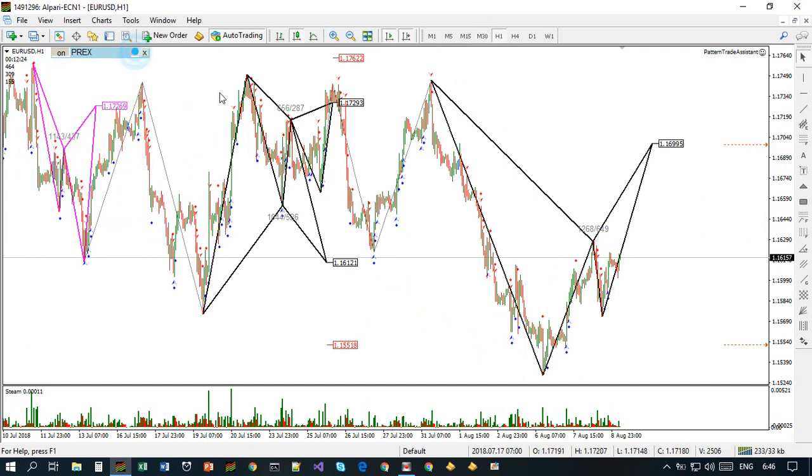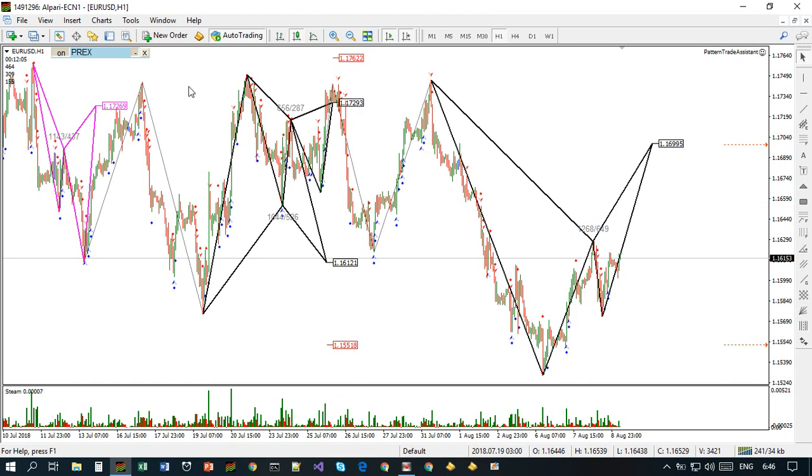Well, that's it. Brief characteristics of MPS5. You can find more about this pattern recognition software on my website. There are demonstration videos that will show you all the possibilities of that software.